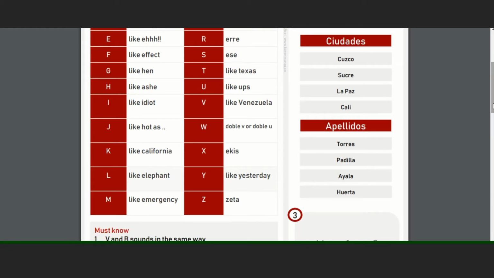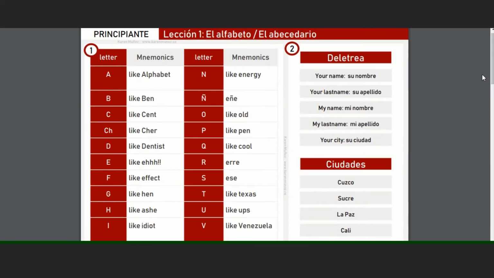J, jotas. I don't know. Sounds like that. K, like California. L, like elephant. M, like emergency. N, like energy. N, like anything, because you don't have it in English. O, like old. P, like pen. Q, like the word cool. Very similar.